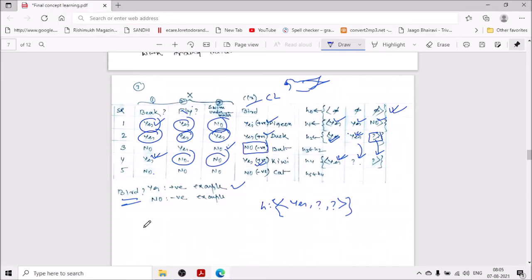Okay. So any unknown data is there, say it is no, yes, yes. The question is whether it is a bird or not. So we have to check only the first attribute. Now it is no, it is yes. Definitely you can say it is a no. That means it is not a bird. Similarly, if it is yes, yes, no, we have to check the first. Both are same. We can say it's a bird.